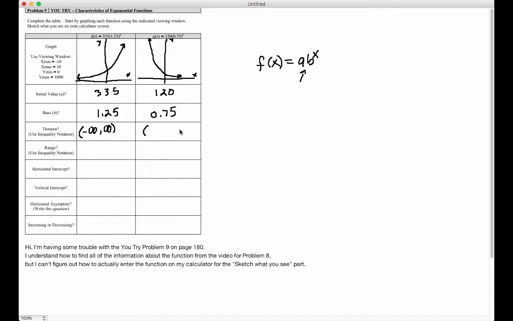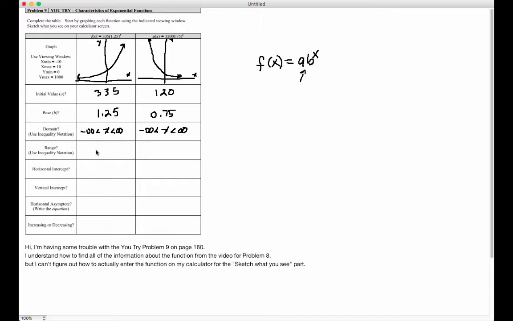Whoops, my bad, excuse me. Pardon me, backing up here. Why? Because they asked us to use inequality notation. So let me go back. I'm so happy with my interval notation. I forgot to say use the inequality notation. So it's negative infinity is less than x, which is less than infinity in inequality notation. Still got to get my infinities in there.